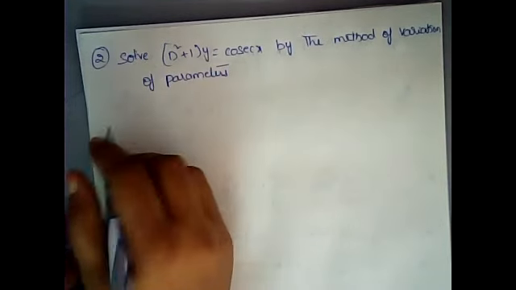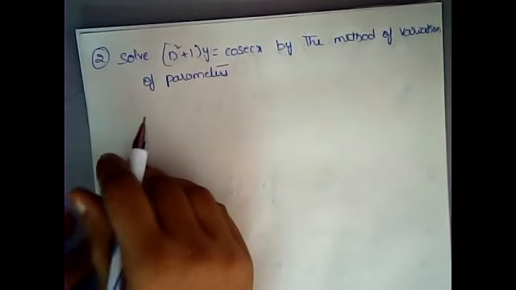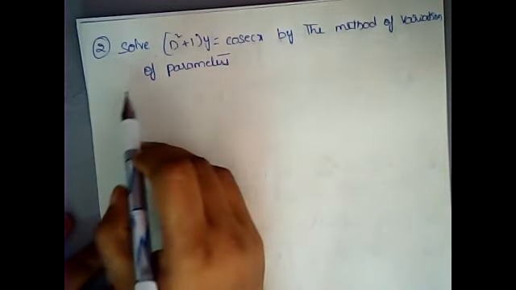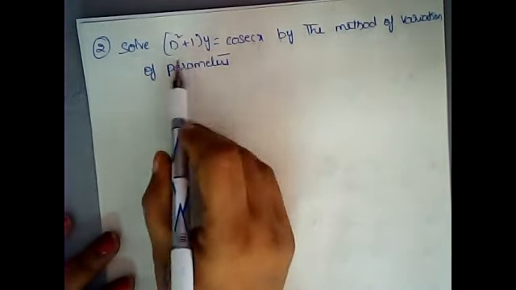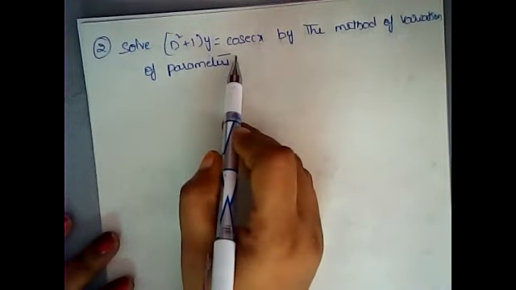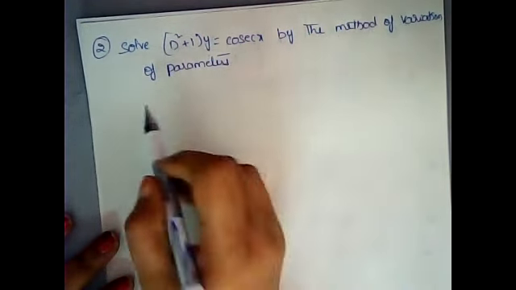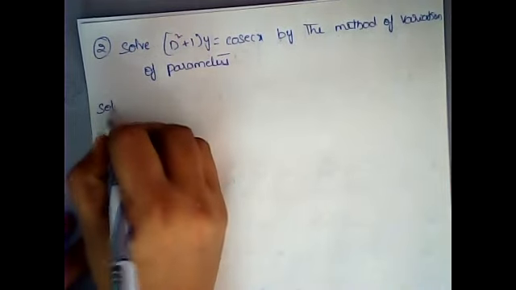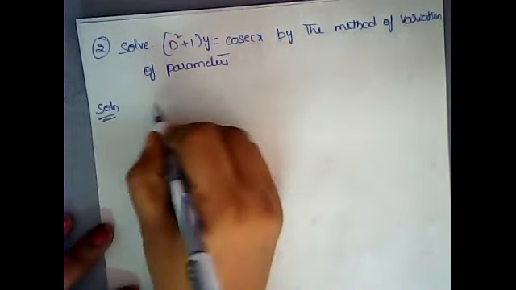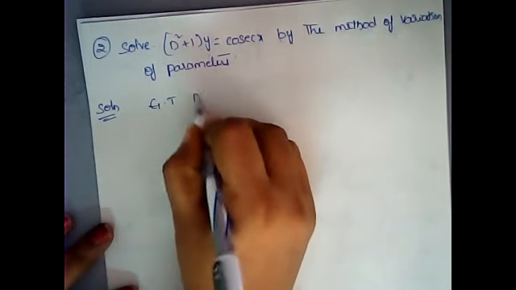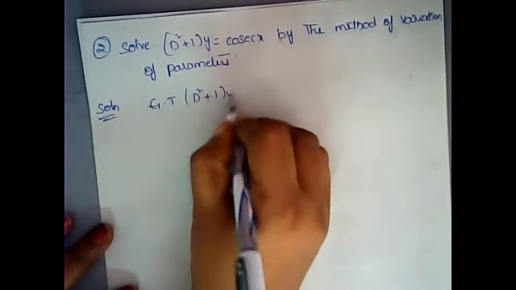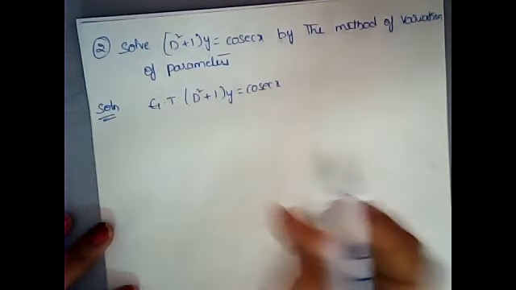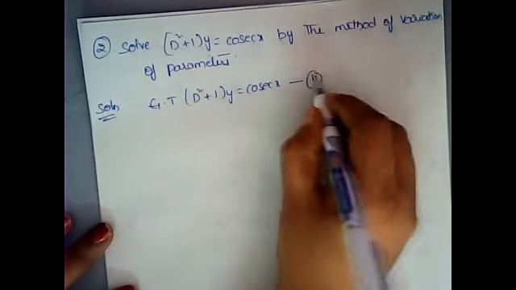Now let us see one more problem in method of variation of parameters. The problem was given to us as: solve (D square plus 1) into y is equal to cosecant x by the method of variation of parameters. Okay, so let us see first what is given here. Let us write that way. Given that (D square plus 1) into y is equal to cosecant x here. Now let us take it as equation 1 here.